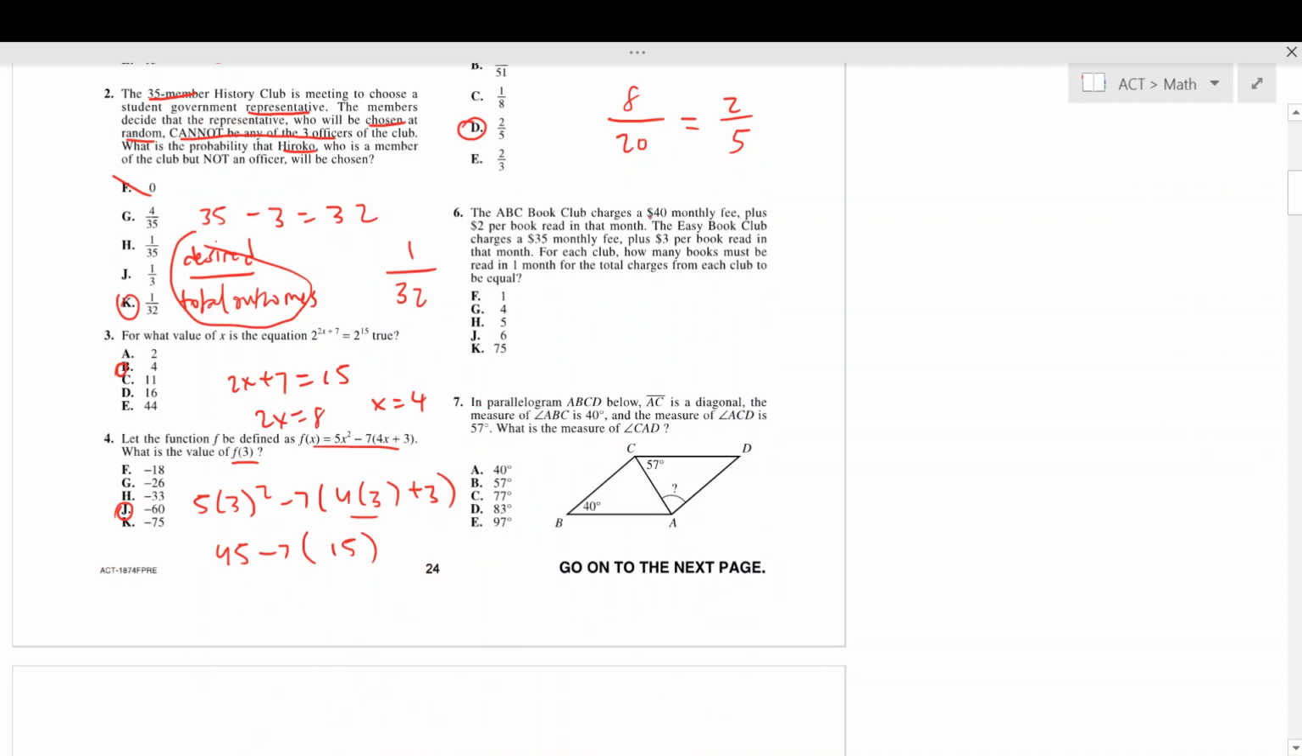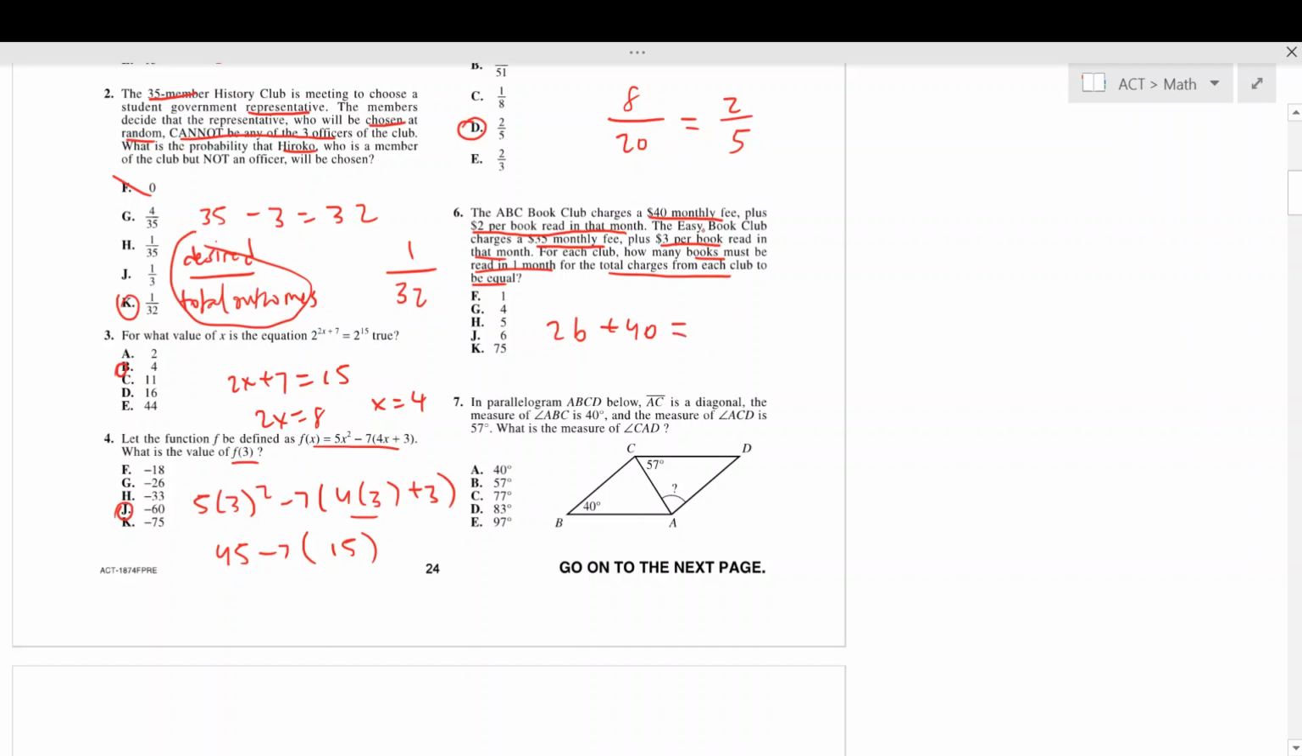The ABC Book Club charges a $40 monthly fee and $2 per book read in the month. The other club, EBC, Easy Book Club, charges $35 monthly and $3 per book read in that month. So how many books must be read in 1 month? Remember, that's 1 month, so this $40 monthly, it's charged only once because it's only for 1 month. How many books must be read for the total charges to be equal? So we know we need to set 2 equations equal to each other. So let's figure out what those 2 equations are. So ABC, $2 per book read in the month, so 2B, $2 per book, plus the 40 monthly must be equal to, because we're saying we need the total charges to be equal.